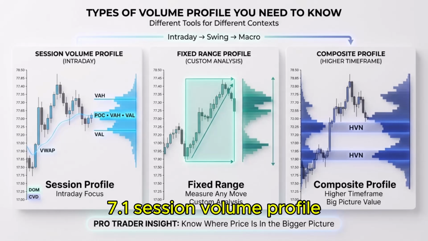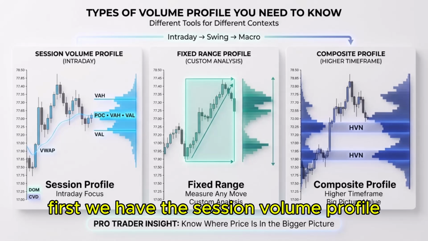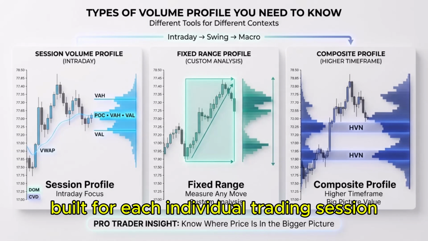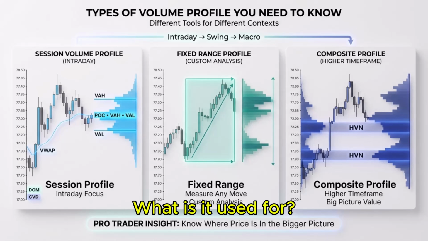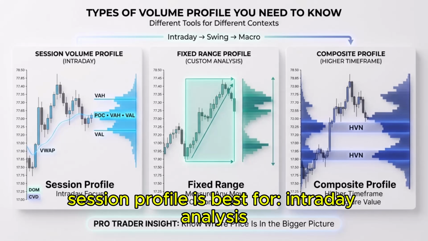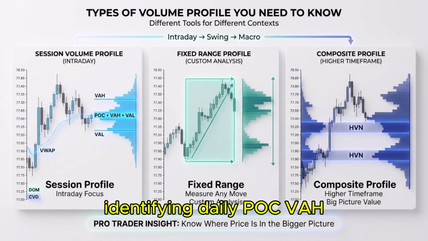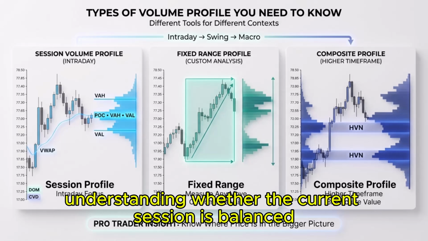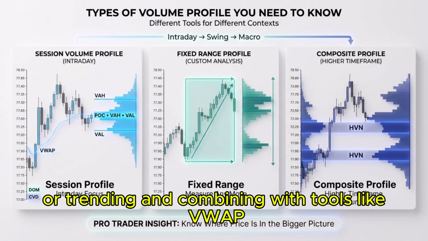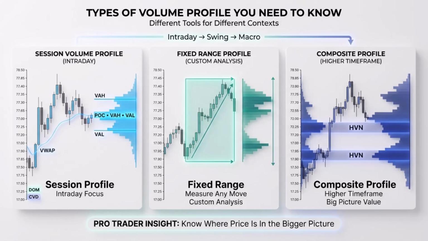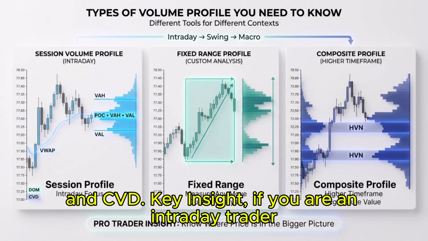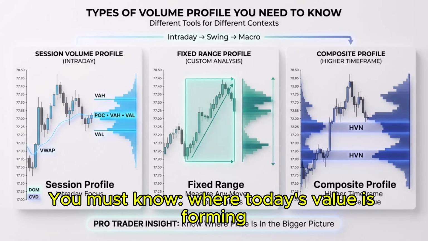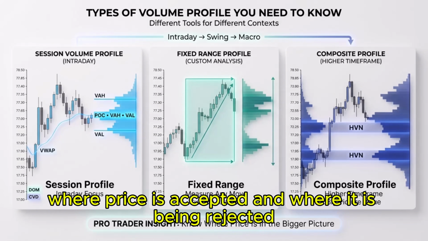7.1 Session volume profile. First, we have the session volume profile. This is the profile built for each individual trading session. What is it used for? Session profile is best for intraday analysis, identifying daily POC, VAH and VAL, understanding whether the current session is balanced or trending, and combining with tools like VWAP, DOM, Bookmap, and CVD. Key insight: if you are an intraday trader, this is not optional. You must know where today's value is forming, where price is accepted, and where it is being rejected.